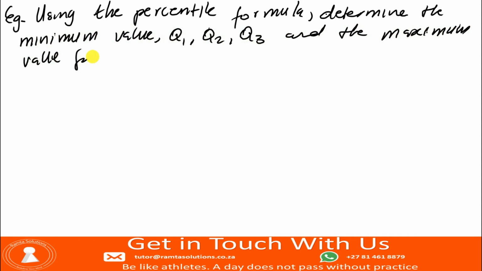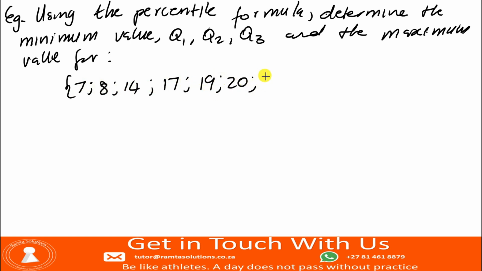What is our data? When it's not sorted, please sort it from the smallest to the biggest. So it's 7, 8, 14, 17, 19, 20, 30, 36, and 45. Okay, so this is our data.